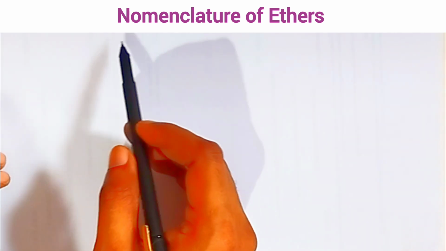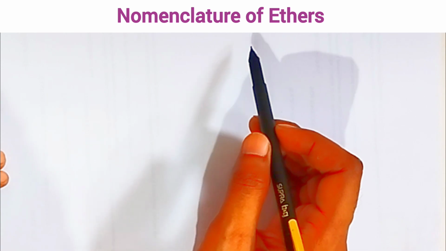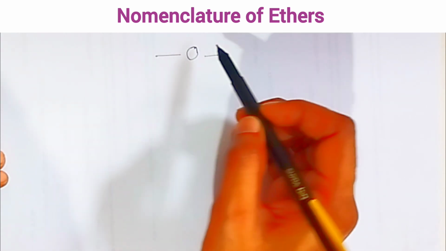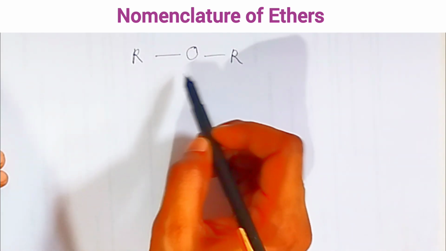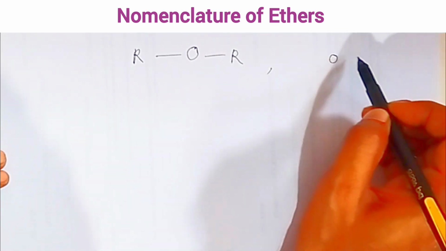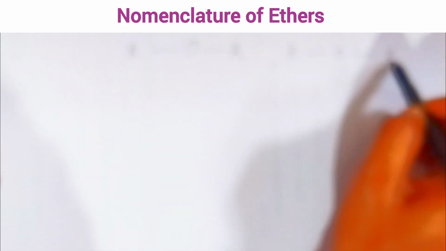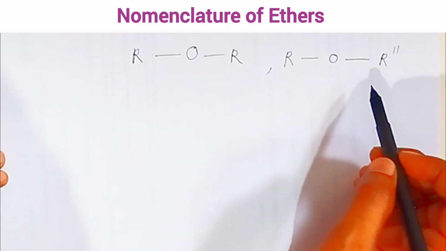In this video, we are going to name the ether compound. We are going to see the nomenclature of ethers. If you want to name an ether, this is the general structure: oxygen having two valency, one side alkyl, other side alkyl. We call this a symmetrical ether. If oxygen is two valency, one side alkyl, other side another alkyl group, and these are different alkyl groups, we call it an unsymmetrical ether.